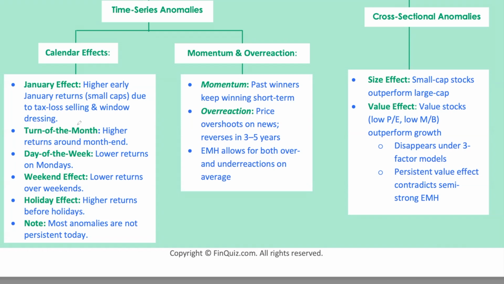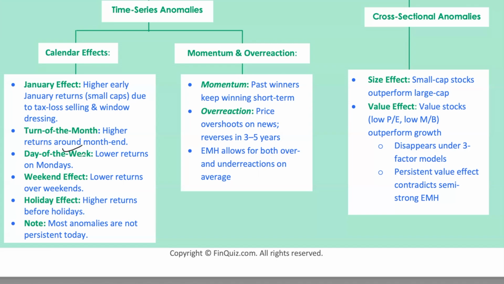Similar anomalies have been observed around the turn of the month, day of the week, weekends, or holidays. But again, most of these patterns aren't strong enough to make reliable profit once everyone knows about them. As more traders caught on, the advantage faded. That's the market adapting. Classic efficient behavior. So folks, remember, the reasons for the January effect can be tax loss harvesting in December, followed by rebuying in January. Or maybe fund managers doing some window dressing to make portfolios look cleaner at year end.